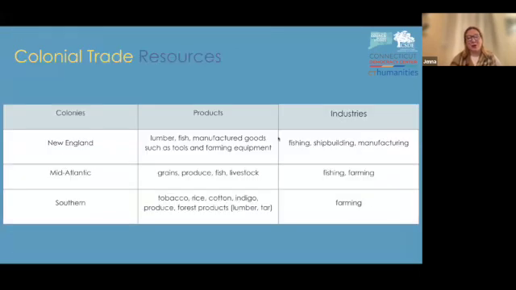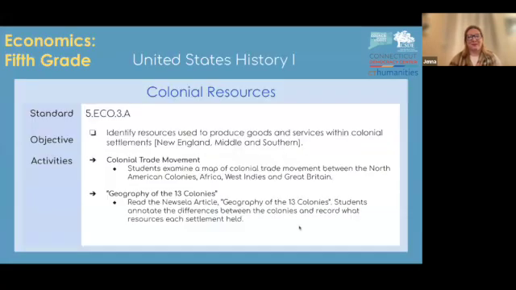So here's just a quick overview, which is a wonderful resource for all of us to remember what products were most populated and most produced within each colony, and the industries that, as an effect, came into formation. For the next one, you could also be looking at colonial trade movement. You're going to see this one again at a later time, and there is a great graphic that goes along with it.